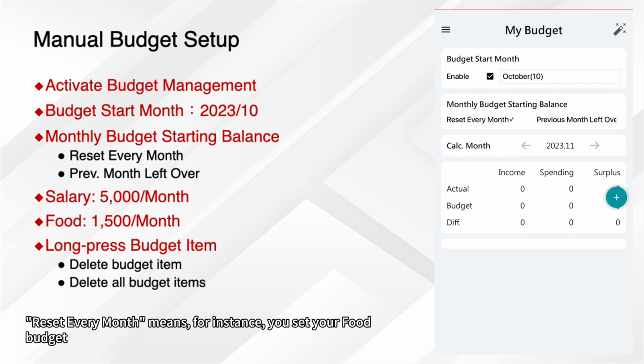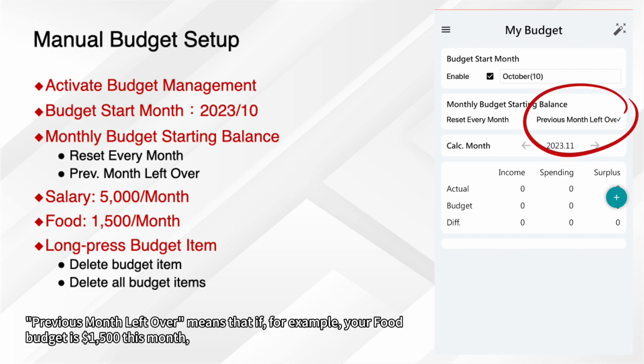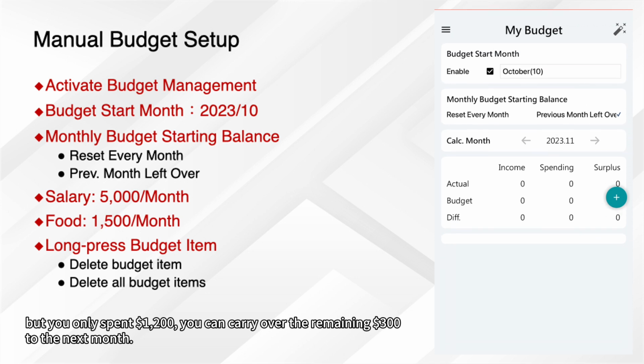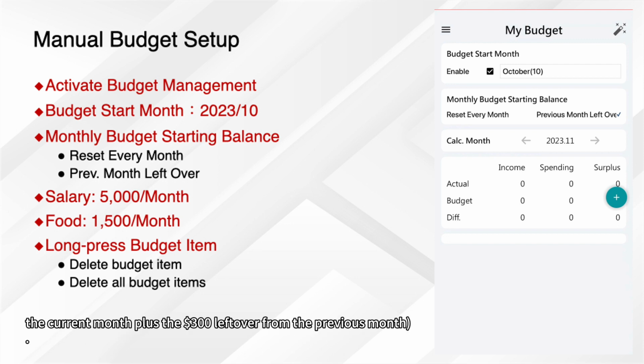Reset every month means, for instance, you set your food budget to $1,500 this month, and it will be $1,500 every month. Previous month leftover means that if, for example, your food budget is $1,500 this month, but you only spent $1,200, you can carry over the remaining $300 to the next month. So, in the next month, your budget will be $1,800: $1,500 for the current month, plus the $300 left over from the previous month.